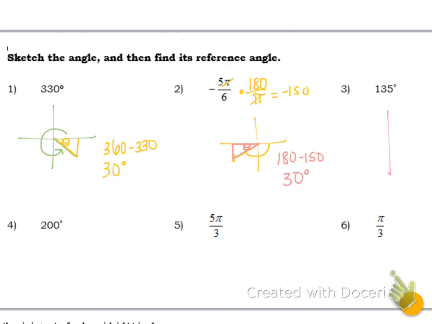Okay, my next one is 135, so I know I go 0, 90, a little less than 180, so here it is. I'm going to make my triangle in here. So I know that I have 135. I know all the way around is 180, so I have to do 180 minus 135 to get my reference angle in here, which is 45.